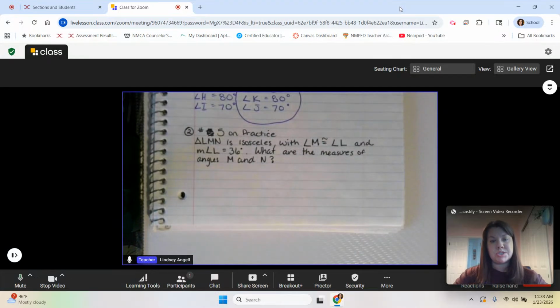Number 2, which is also number 5 on your practice. Triangle LMN is isosceles with the measure of angle M congruent to the angle L, and the measure of angle L is 36 degrees. What are the measures of angles M and N? So I chose this one because it feels like there's a lot going on in it.